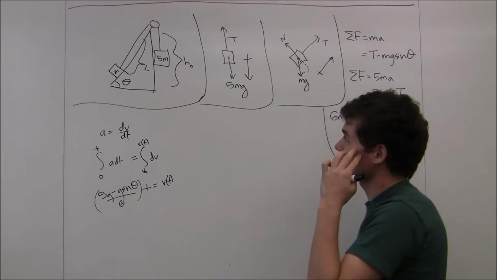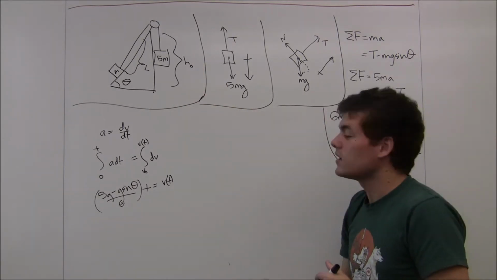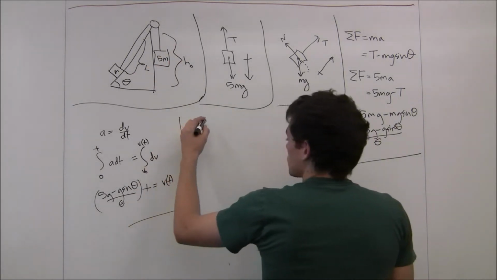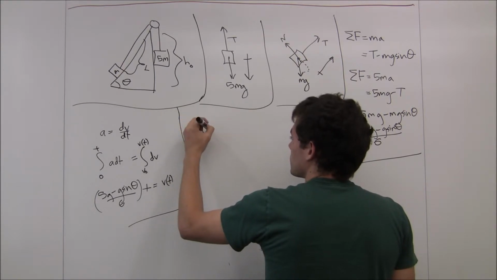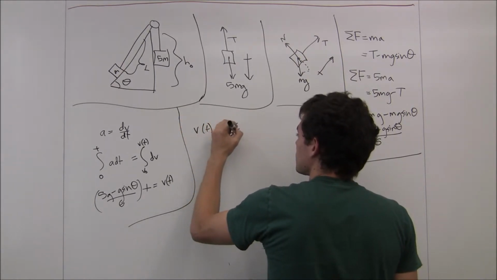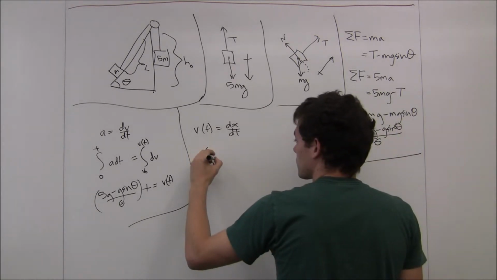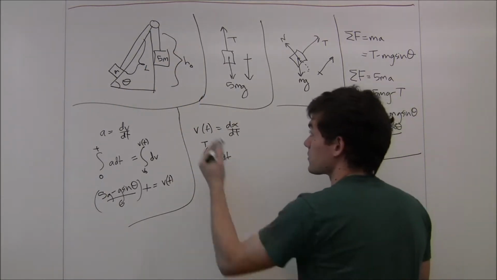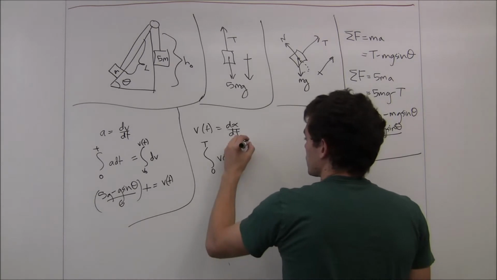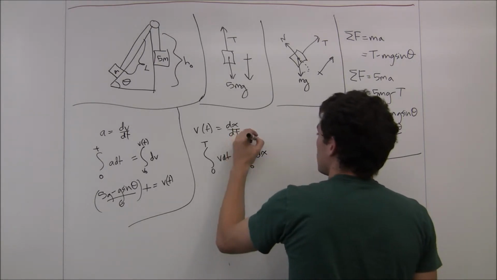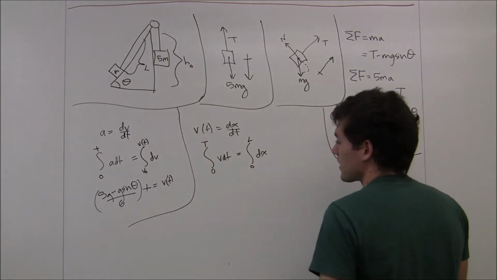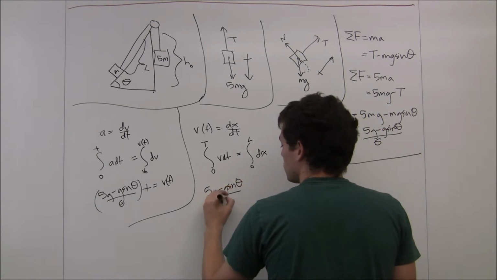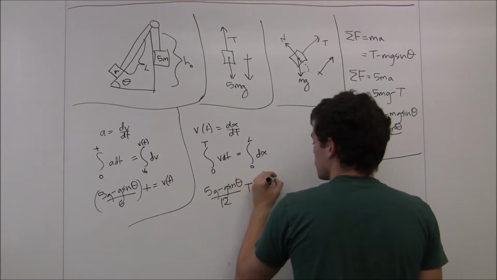So this is not going to give us the launch velocity until we integrate again to figure out how fast it's going after it's moved that distance L. In order to do that, we're going to use the fact that v of t is equal to dx/dt, the derivative of position, which gives us the integral of v dt from 0 to big T, the time that the block reaches the top of the ramp, is equal to the integral of dx from 0 to L, because at that point the block has moved a distance L, and that gives us (5g minus g sine theta) over 12 times T squared is equal to L.